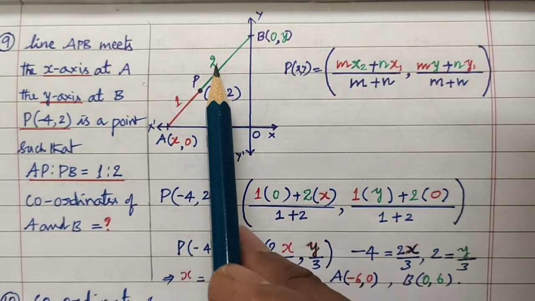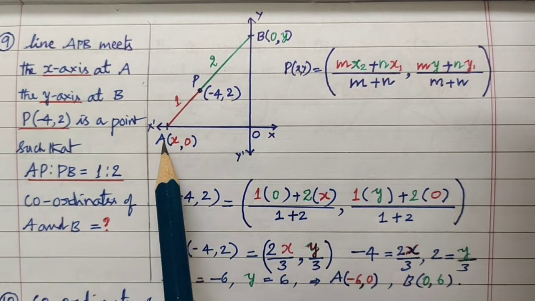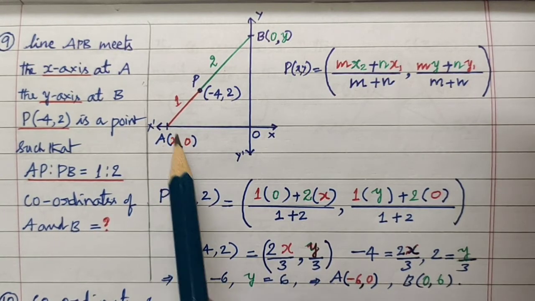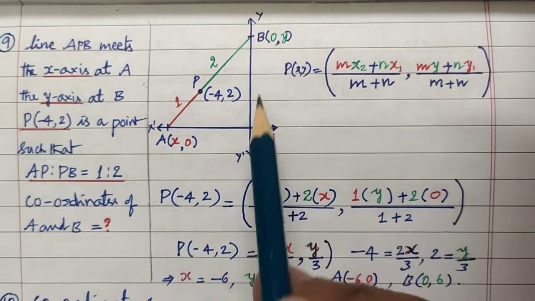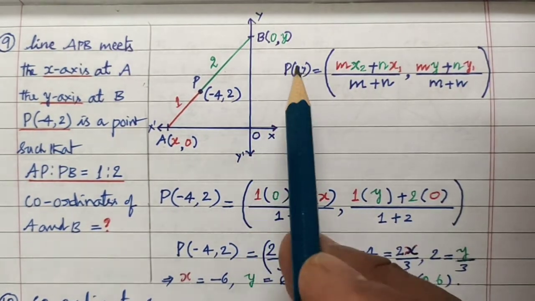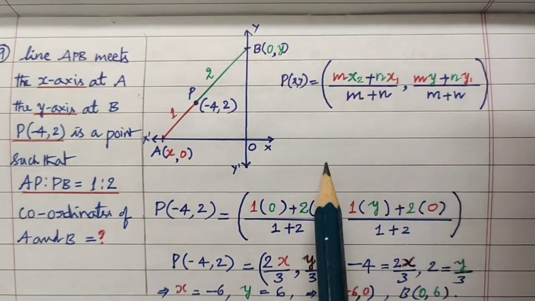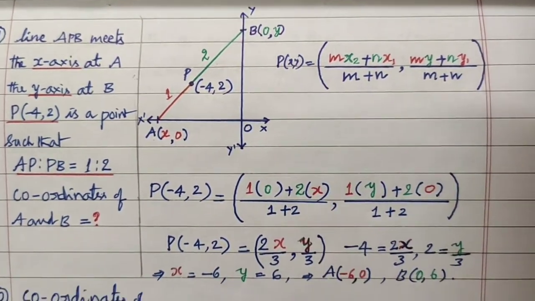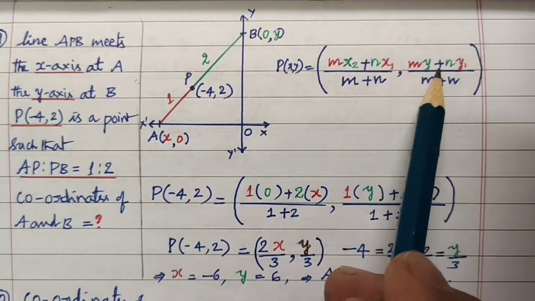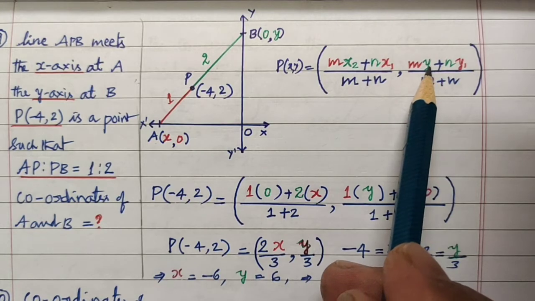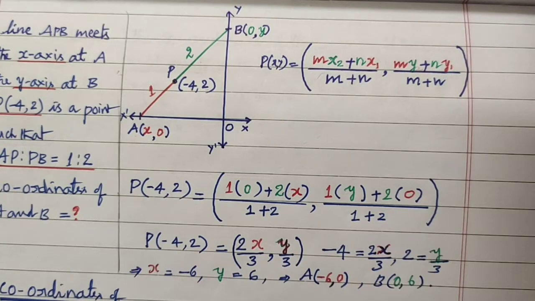Here m is equal to 1 and n is equal to 2. If this meets at A on the x-axis, the y coordinate is 0. B meets at the y-axis, which means x is 0. We can use the formula P(x, y) is equal to (m x2 plus n x1) divided by (m plus n), and (m y2 plus n y1) divided by (m plus n).